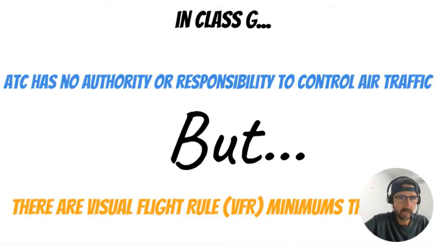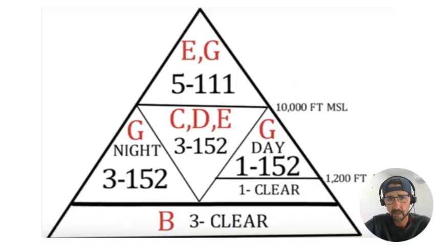In Class G airspace, ATC has no authority and responsibility to control air traffic. So there are visual flight rules, VFR minimums, also in that airspace though. Just because there's no control, there's still some rules. Here's that famous triangle that you've already remembered. Class G airspace during the nighttime is 3 152s at night.